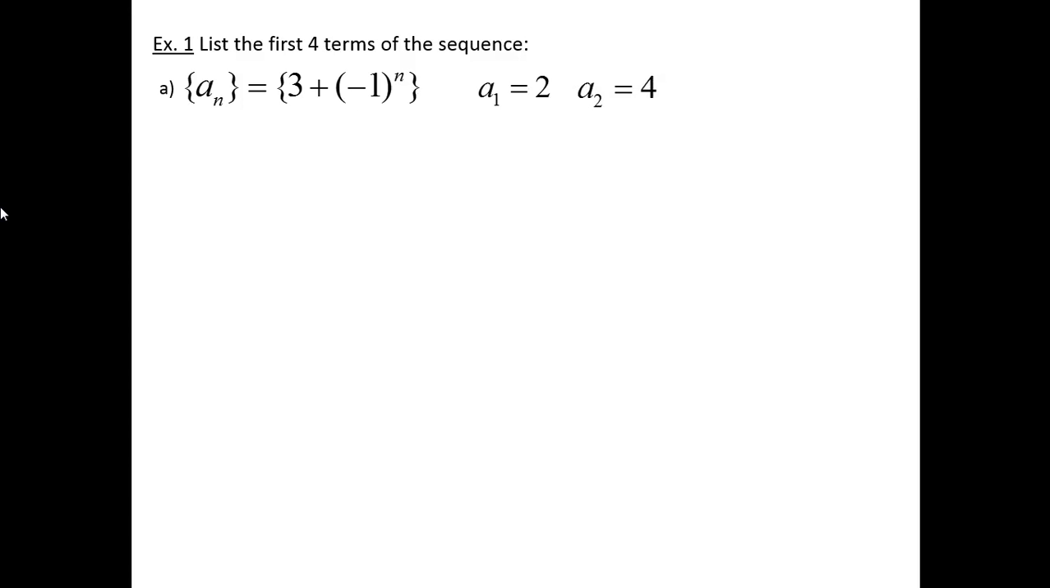A sub 2, you'll see we get 4. A sub 3, we get 2. And then a sub 4, we get 4. So this is one of those sequences that's going to just go back and forth between 2 and 4.